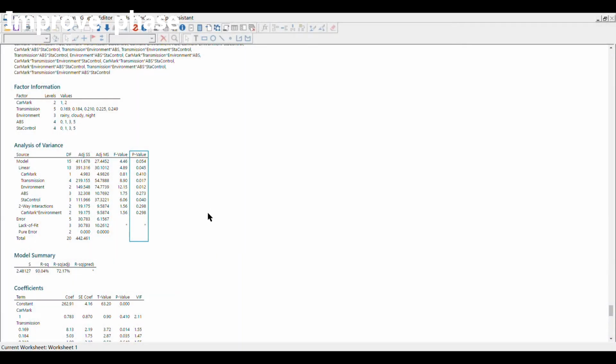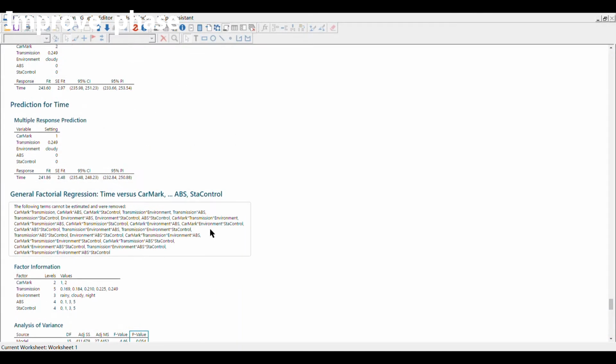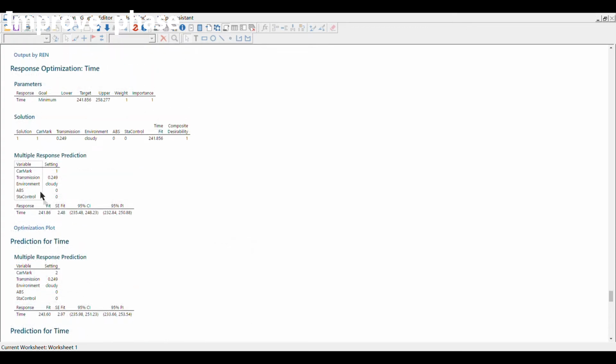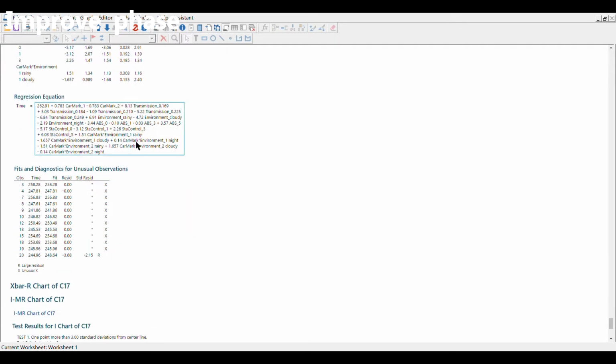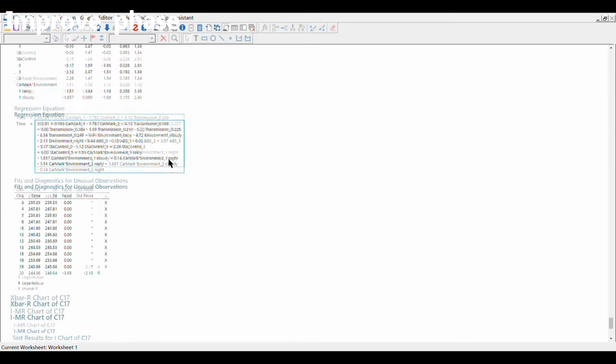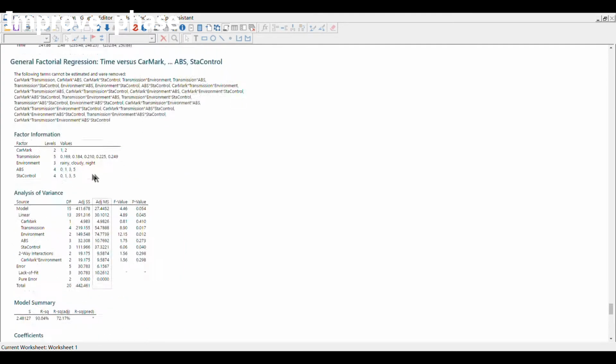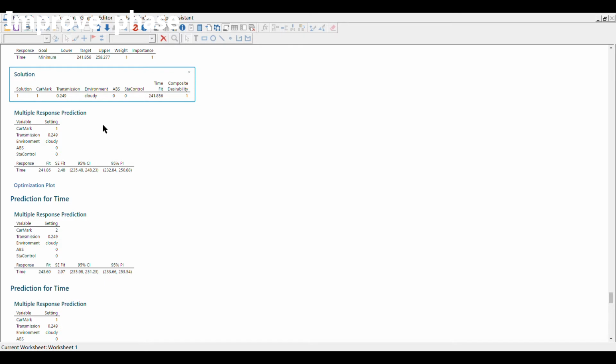Minitab is such powerful software that we can get a generated equation of all the factors. That seems a little complicated, so let's look at this. An optimized solution to get a minimum time was given as well. It means if I set all parameters at the given level, I possibly can get the best performance in the game. That's very exciting.